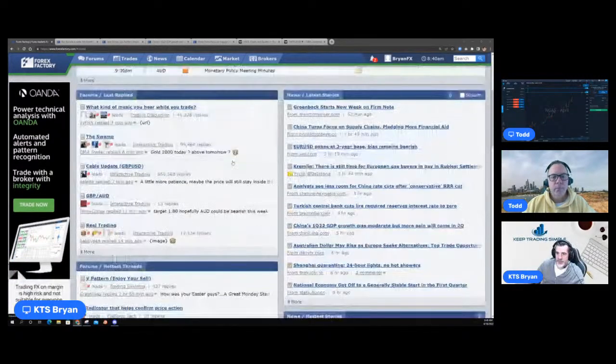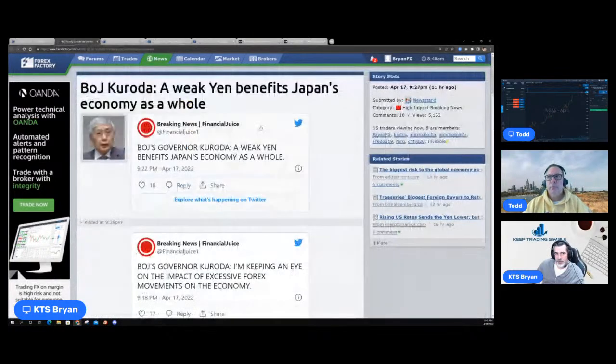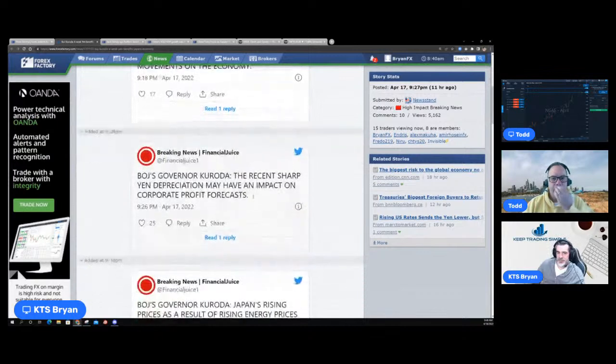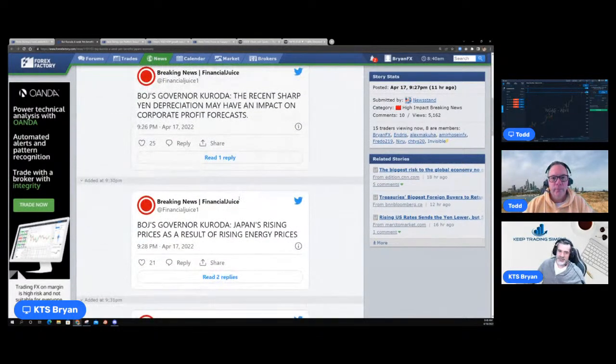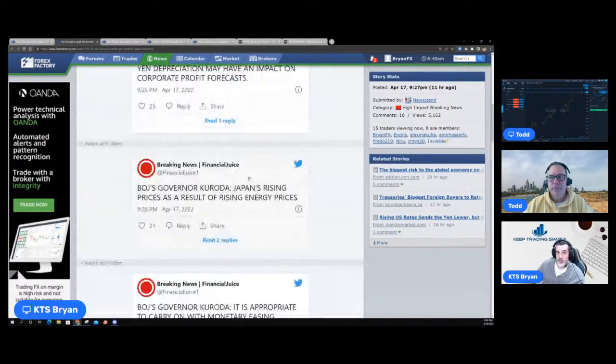As far as headlines in the overnight, not too many. There were a few. Kuroda was speaking again last night. This is not the same article from 2 weeks ago, but it is the exact same text. I don't know if he accidentally sent the same thing again or what, but basically talking about how a weak yen benefits Japan's economy as a whole. We're keeping an eye on it. The recent sharp yen depreciation may have an impact on corporate profit forecasts. Basically saying that they're going to maintain the stance that they're in as far as a weak yen.